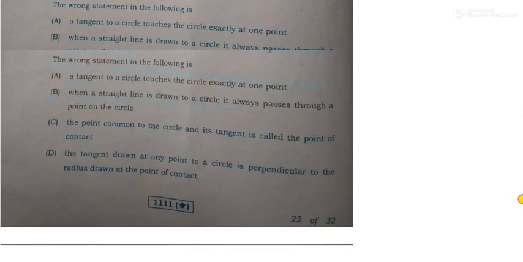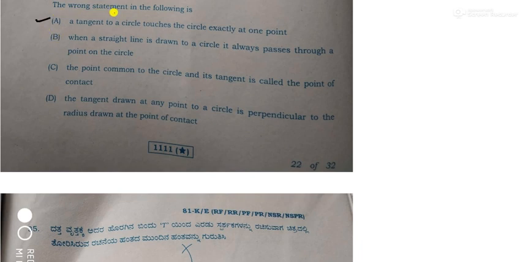Next, question number 34. The wrong statement in the following is: a tangent to a circle touches the circle exactly at one point. Tangent, yes, that is correct. But they have asked for the wrong statement. Next, when a straight line is drawn to a circle, it always passes through a point on the circle. Is it correct? A straight line always passes through a point? No, it can pass through 2 points also. So this is wrong.